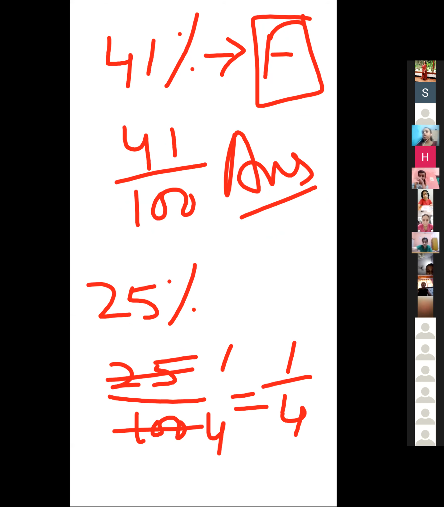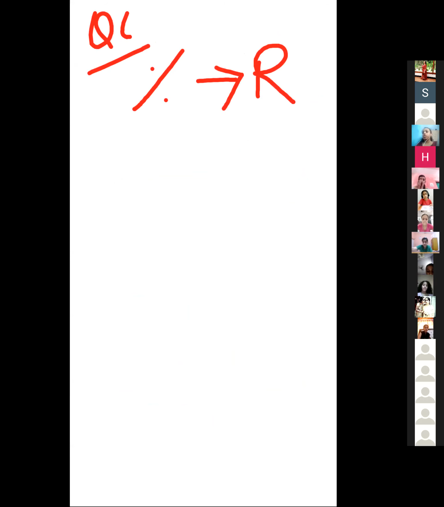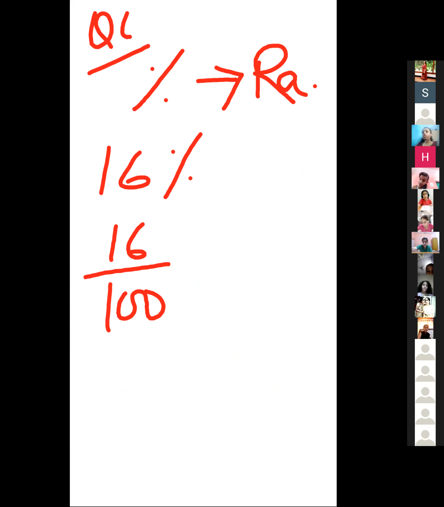Very good. It means you understood well. Now next question, question number 6. Express the percentage as ratio. Now you have to convert percentage into ratio. Ratio means fraction. So 16%. Your question is 16%. So आप क्या लिखोगे इसको? 16 upon 100. Fraction हो गया.